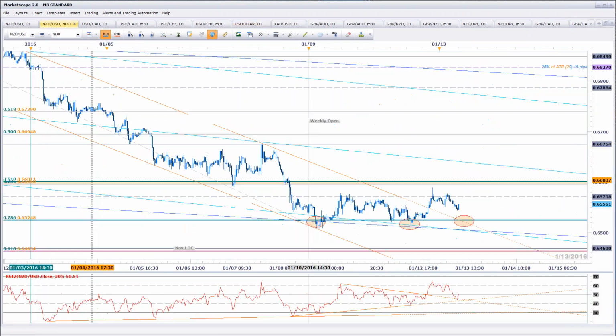So for me personally, I'm looking for a rally into this region. Right now, I've been looking for longs into 66. So this long yesterday got taken out at 65.70, that soft target. I haven't had an opportunity to get back in the trade, but I'd like to play it long into 66.